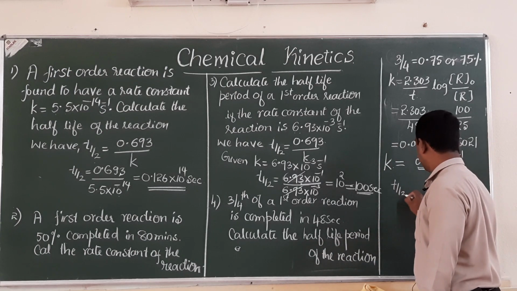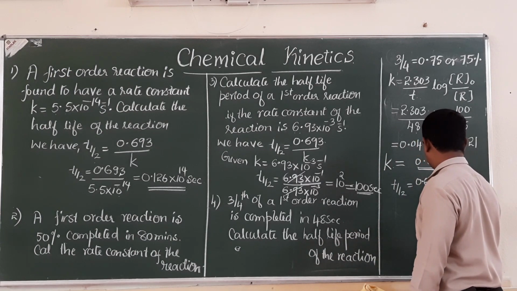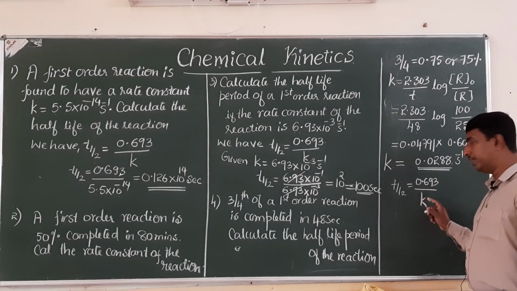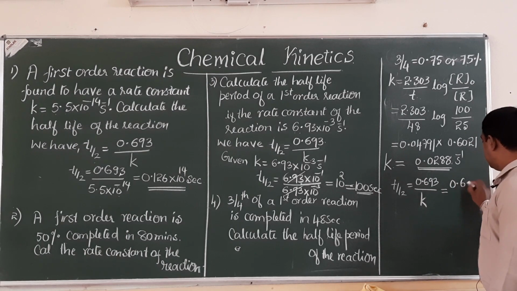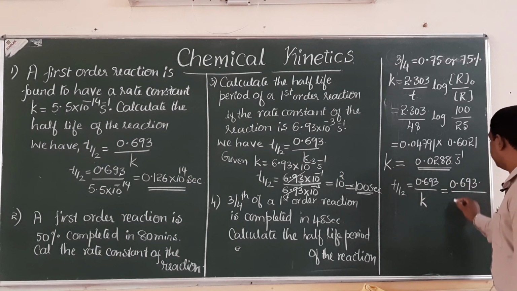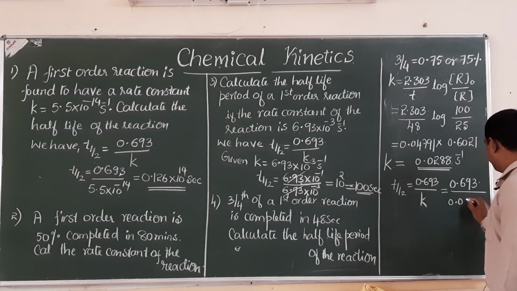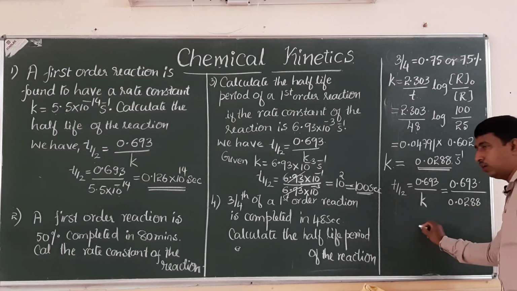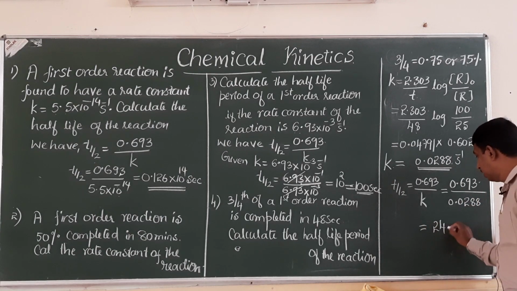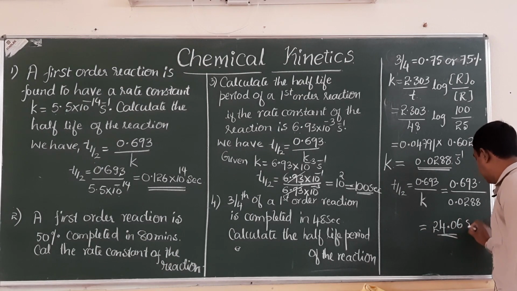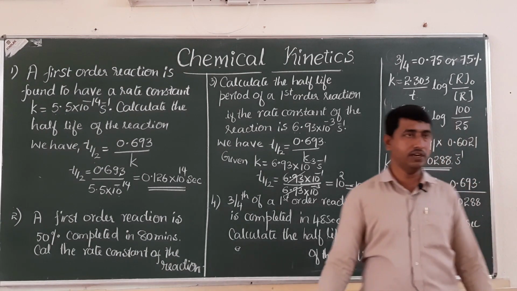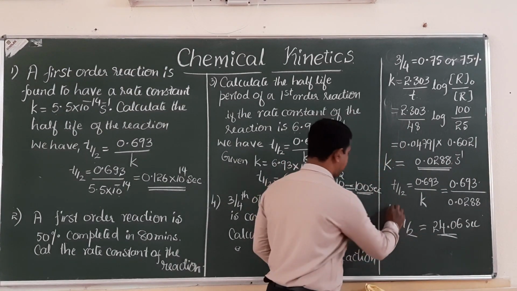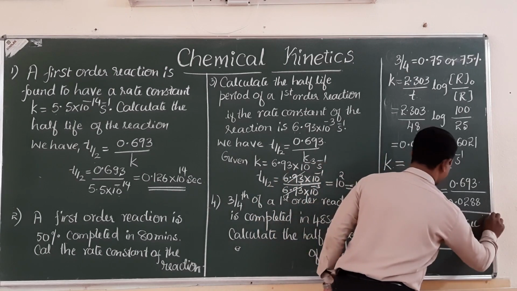So, T half is equal to 0.693 by k. Value of k is 0.0288. On dividing, we will get T half equal to 24.06 seconds. This is the final answer. Hope it is clear.